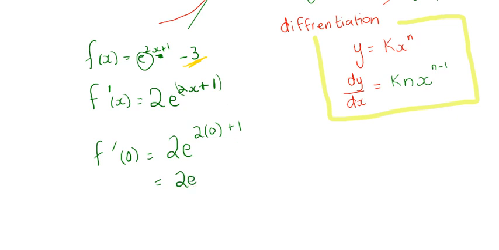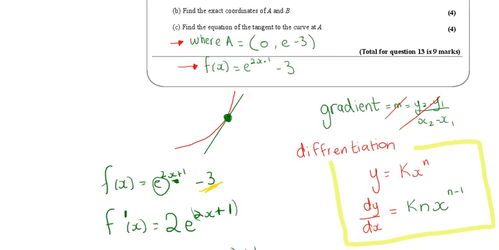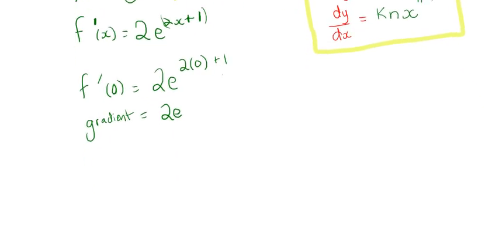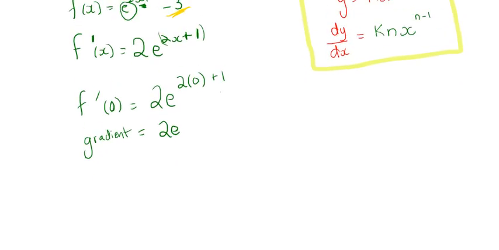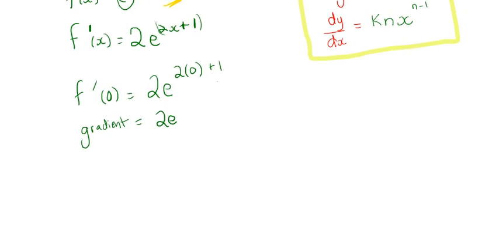So this is telling us that dy by dx, the gradient, is simply 2e. However, the question is asking us for the equation of the tangent. Okay, it is asking us for the equation of the tangent. So if we want to work out an equation of the tangent, remember a tangent is a straight line, and the equation for a straight line is y equals mx plus c.